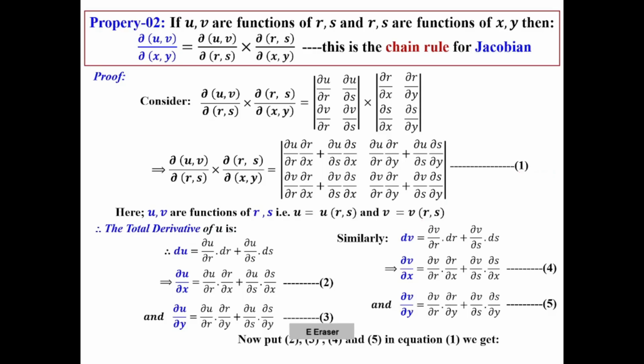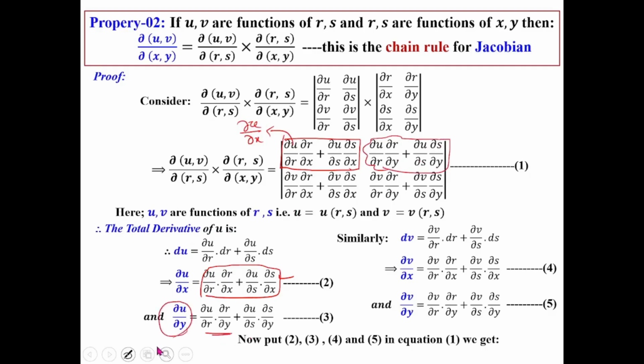Here you can see if I consider this one, del u by del r into del r by del x plus del u by del s into del s by del x, and here the same term, del u by del r into del r by del x plus del u by del s into del s by del x, so instead of this term we can write del u by del x, right? Consider this term, del u by del r into del r by del y plus del u by del s into del s by del y. Its value is nothing but your equation number 3, that is your del u by del y. So here instead of this term we can write del u by del y.